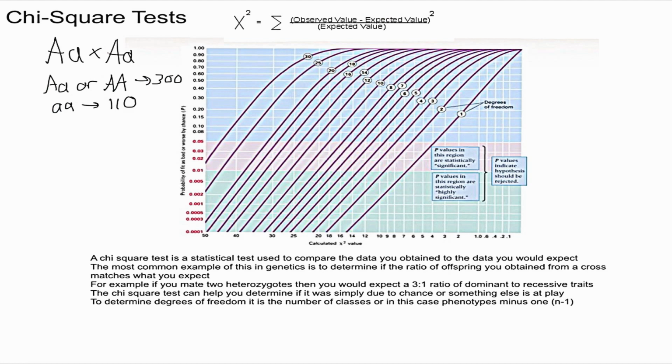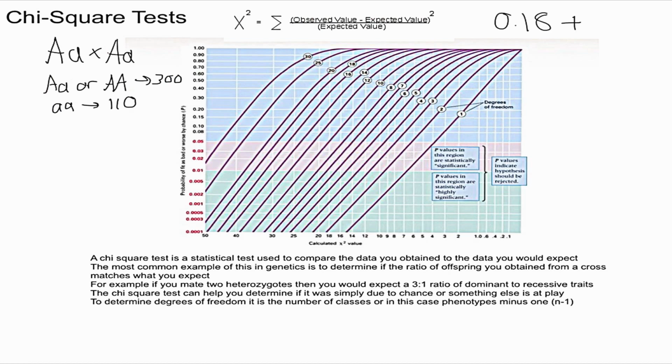So what does this mean? Our observed value for the dominant phenotype is 300. Our expected value is 3/4 of the total. You could do that by adding 300 to 110 and then multiplying by 0.75. I did the math, and our expected value for the dominant phenotype is 307.5. So you have the 300 observed minus the 307.5 expected, and you square that and divide it by the expected value. Now we have the dominant phenotype, and we have to calculate the recessive phenotype and add them together.